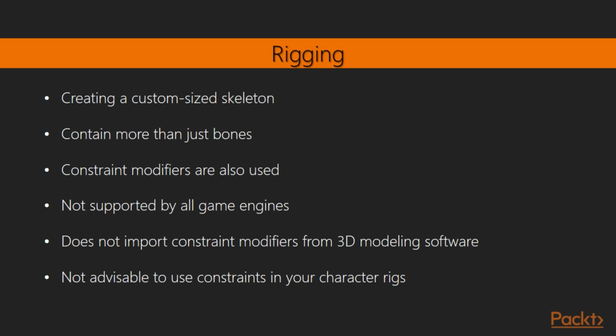Sometimes, constraint modifiers are also used when building a complex rig. However, such advanced features are not supported by all game engines. Therefore, game artists have to be really sure that their game engine supports these features before using them in their art assets. Unity Engine does not import constraint modifiers from 3D modeling software. Therefore, it's not advisable to use constraints in your character rigs. If you do, however, you are required to bake the animation before exporting it to the FBX format. We'll look at this more in a later section.